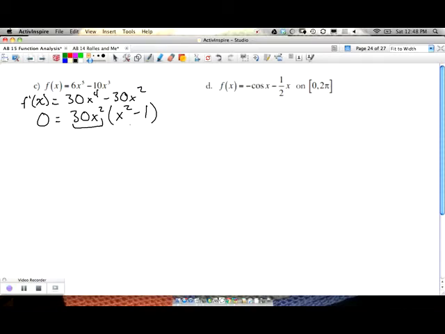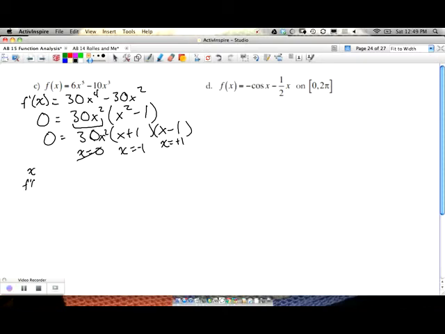And now I look at this. This first one's going to be a quadratic root, but this actually splits into 2 linear roots. X squared minus 1 becomes x plus 1 and x minus 1. So 0 equals 30x squared times x plus 1 and x minus 1. So x equals negative 1, x equals positive 1, and x equals 0. But at x equals 0, I don't need to check that. I just need to check the other 2 because there's no sign change at 0.